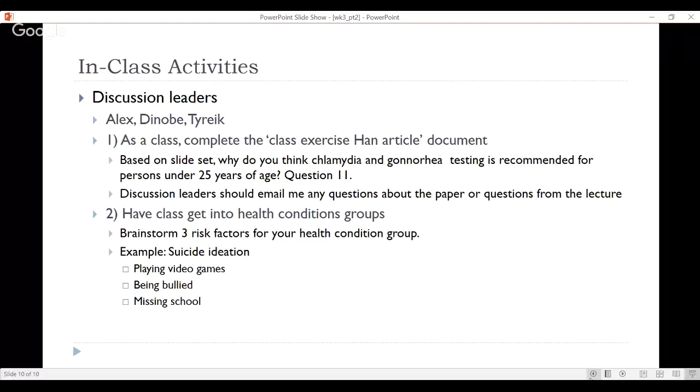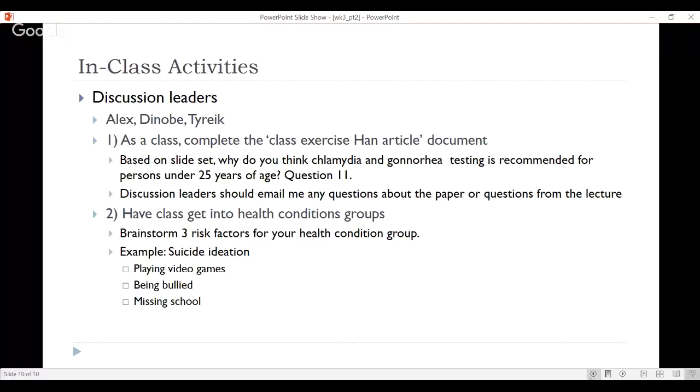And if you finish the discussion of the HAN article, then I would like you guys to start to get into your health condition groups. And I've uploaded a document that has the health condition groups. This doesn't have to be the final groups for the semester, but this is what I have right now based on the survey you filled out. So if you finish the discussion, you're going to get into your health condition groups, and then the groups are going to start to brainstorm risk factors for your health condition.